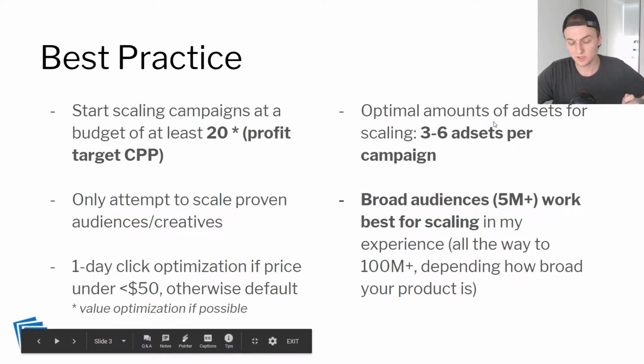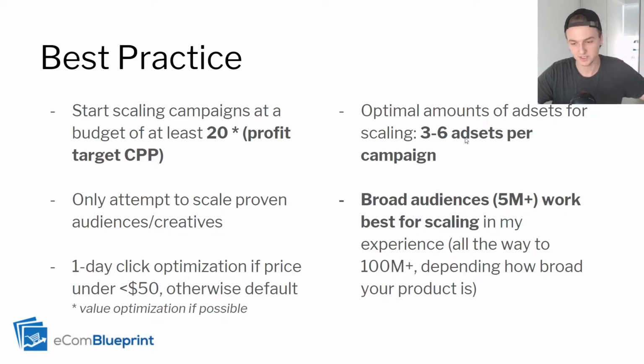Now, the optimal amount of ad sets for scaling per campaign is 3 to 6 ad sets in my experience. I don't try to make a scaling campaign with fewer than 3 ad sets, and I usually don't go over 6 active ad sets at one time for one of my scaling campaigns. Usually I just try to leave it at 5. 5 is like the sweet spot.